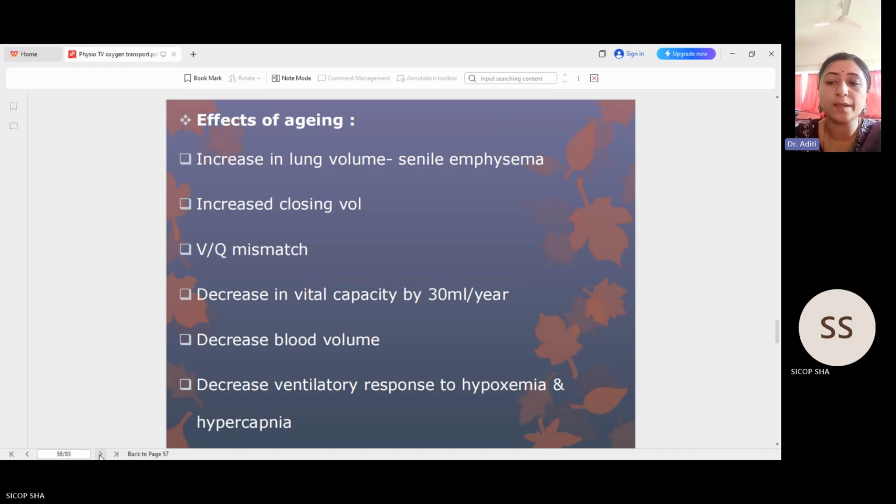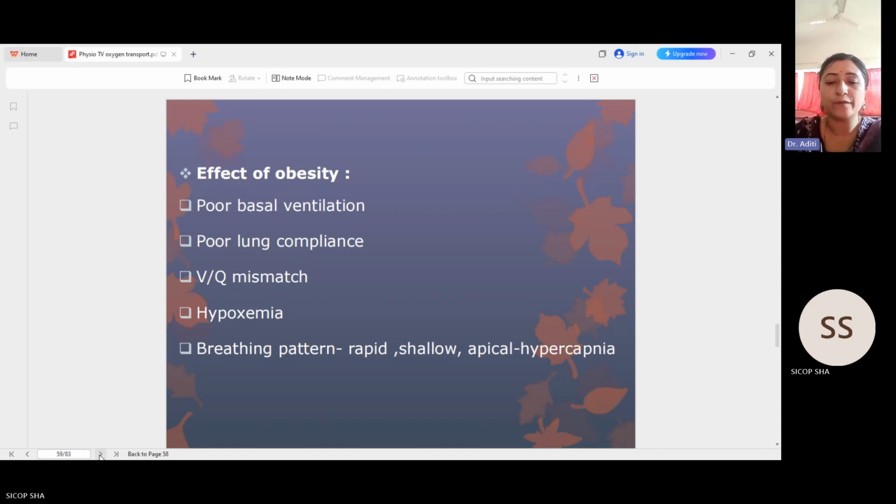There is also a decrease in the blood volume, and decreased ventilatory response to hypoxemia and hypercapnia. Because all these mechanisms are affected, any deficit in the O2 system, or any issue with any one of the steps in the oxygen transport, can affect the elderly more than it can affect adults. Next, I have just listed a few basic pointers that might help.